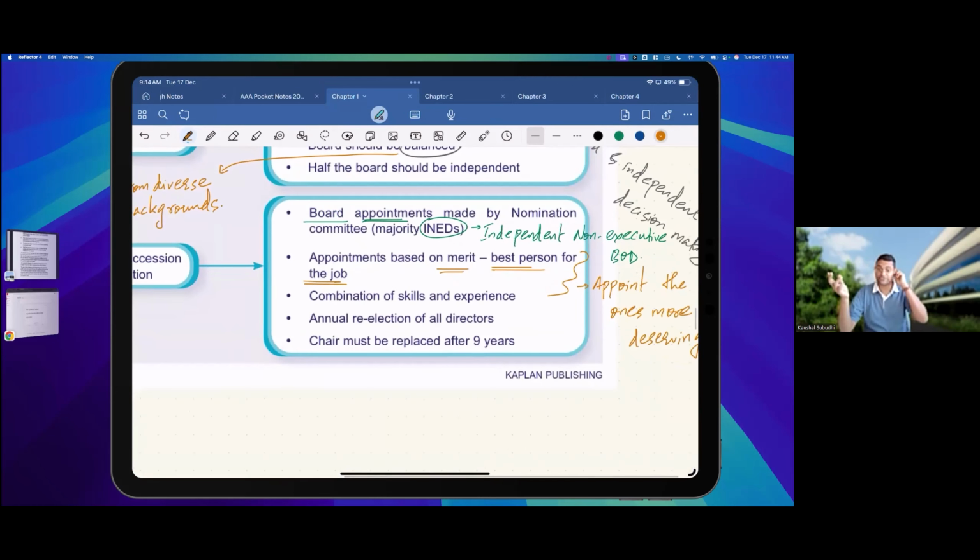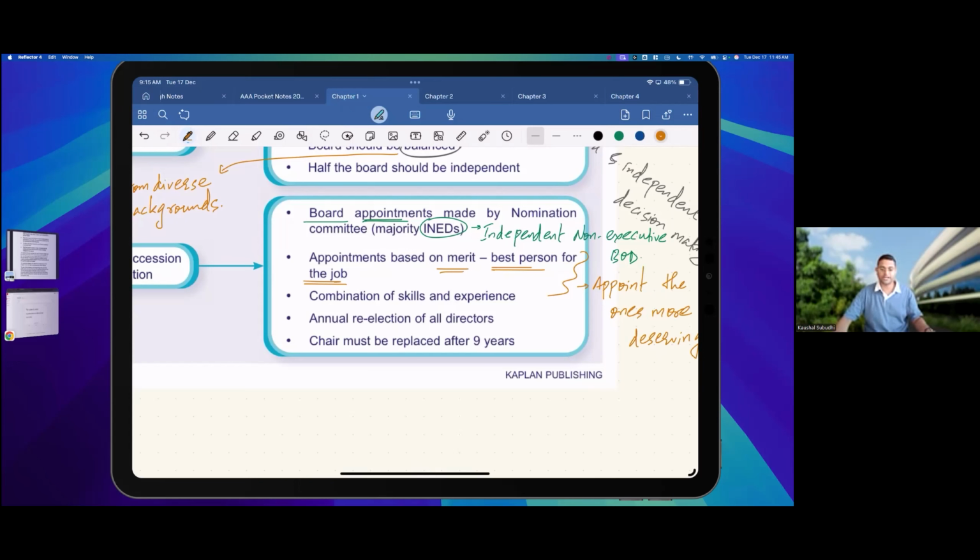Combination of skills and experience is what really matters. The skills come from qualification, and experience comes from your past working history, right? So that's again very much important. Diverse skill sets really help in filling up the board with learned professionals.